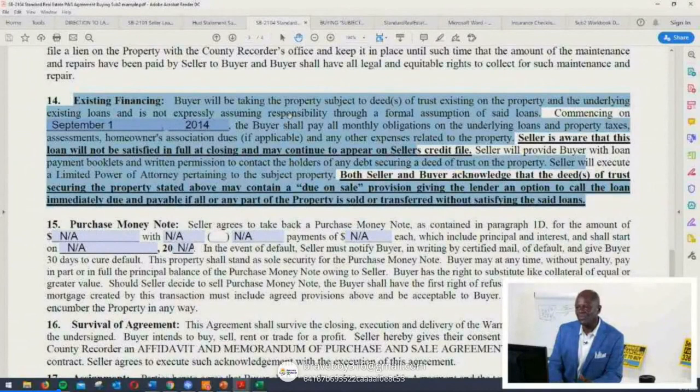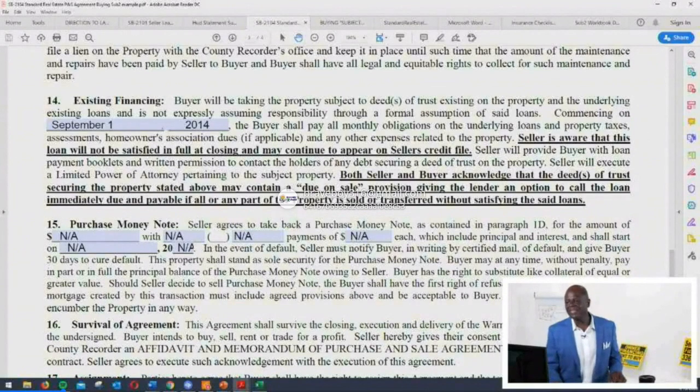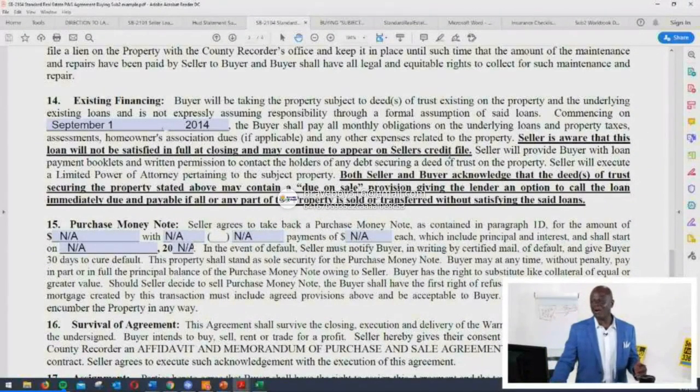It says that we're not assuming the loan. This is not a formal assumption of the loan, and it tells you when you're actually going to commence making payments, and that you're going to make all monthly obligations on the underlying loans, property taxes, association fees, and everything else. It says right here that the seller is aware that this loan will not be satisfied in full at closing and may continue to appear on seller's credit file. You told them this up front in their contract.